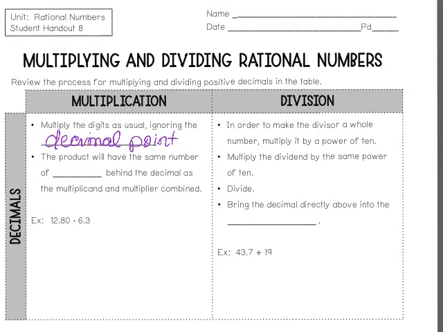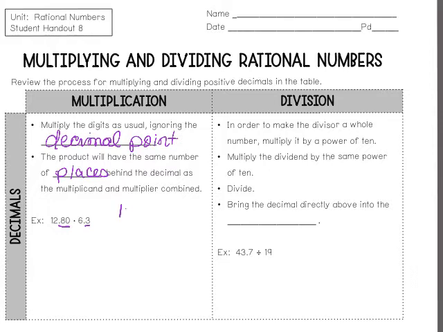The product will have the same number of places behind the decimal as the multiplicand and multiplier combined. Meaning, if we look at the first number, we have two numbers behind the decimal point. Here we have one number behind the decimal point, so I can predict before I begin that there will be three numbers behind the decimal point when I'm finished.